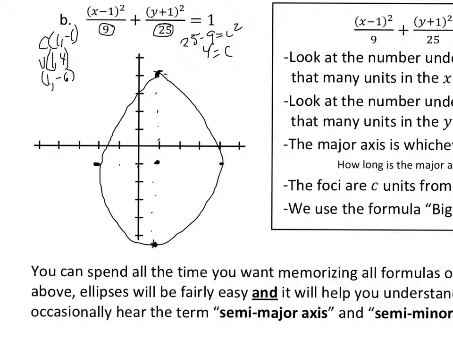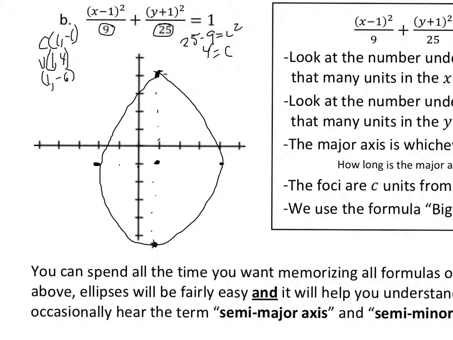Wait, why is it 1 and -4? Oh, because it's not. The bigger number is always a. Yeah, bigger number's always a.